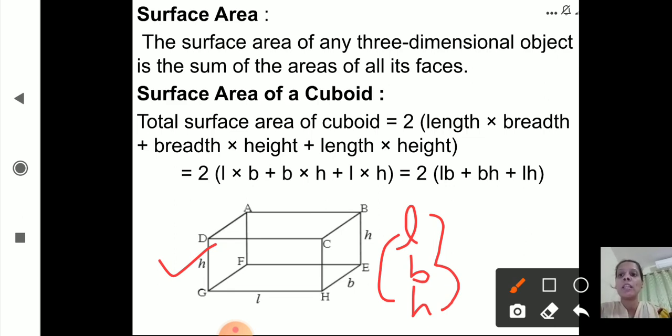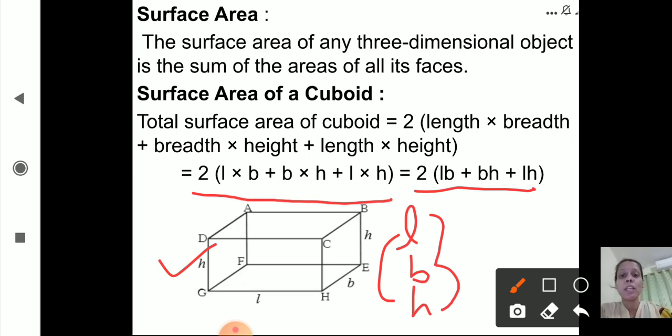In short, we are writing it as 2 outside the bracket, inside the bracket, L into B, means length multiplied by breadth, plus B into H, breadth into height, plus L into H, length into height. So this is the formula. 2 outside the bracket, inside the bracket, LB plus BH plus LH. LB means what? Length into breadth. BH means breadth into height and LH means length into height. Okay, so this is the formula to find out total surface area of cuboid.